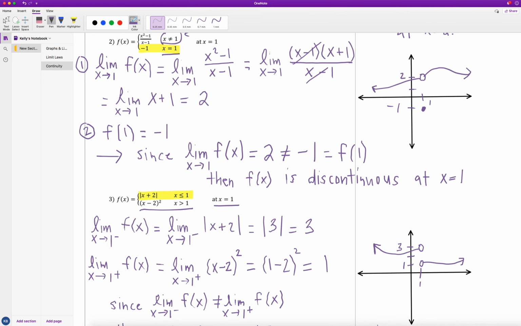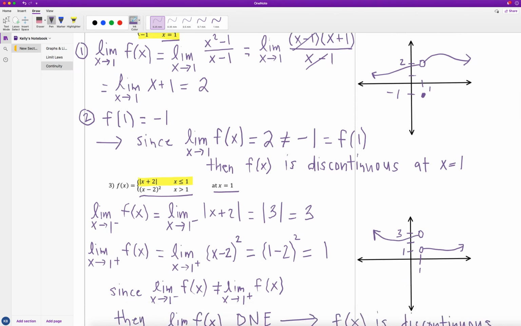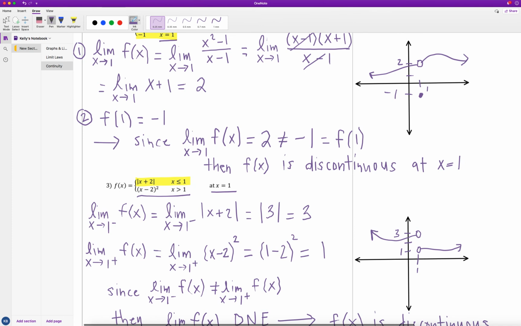We can even see from the graph right now that in example 2, yes, they both met up on the same side and there was a hole there and the function value was somewhere else, versus on example 3, the left and the right do not meet up and there's this like break or this jump in the graph that we're seeing.